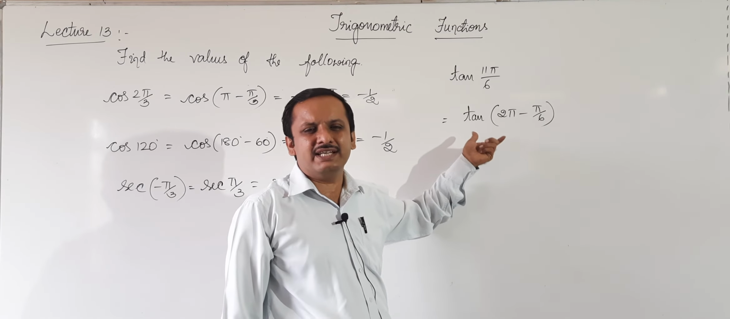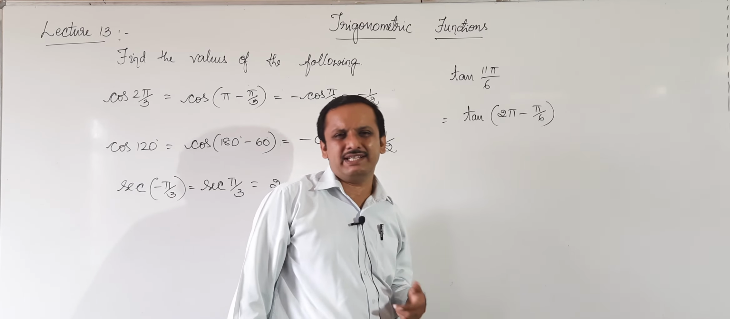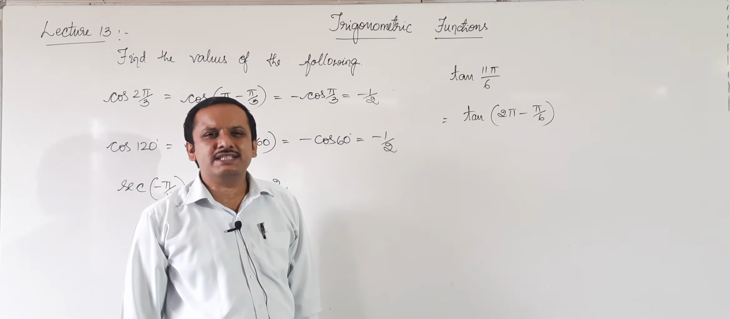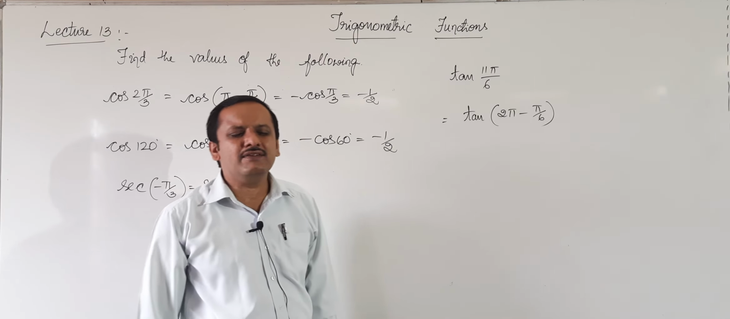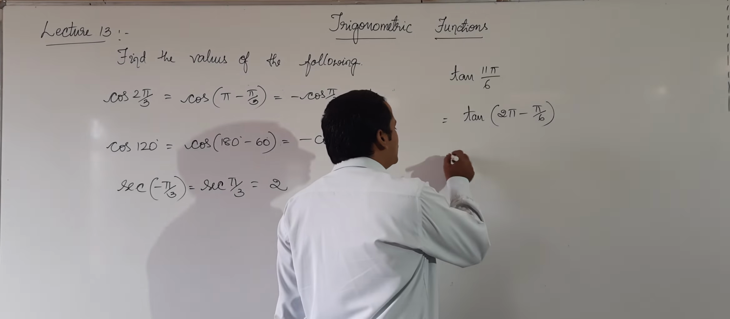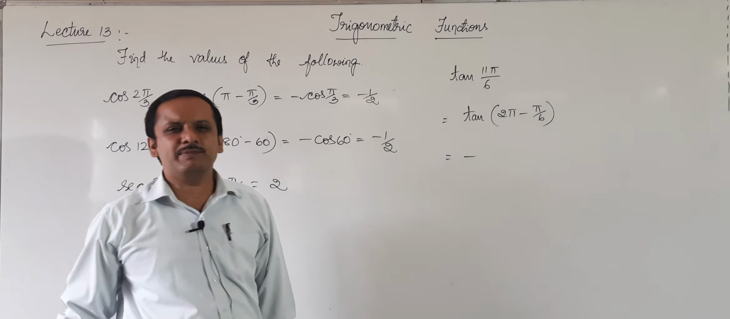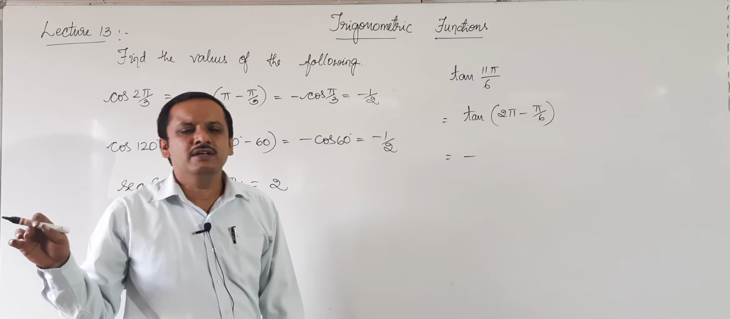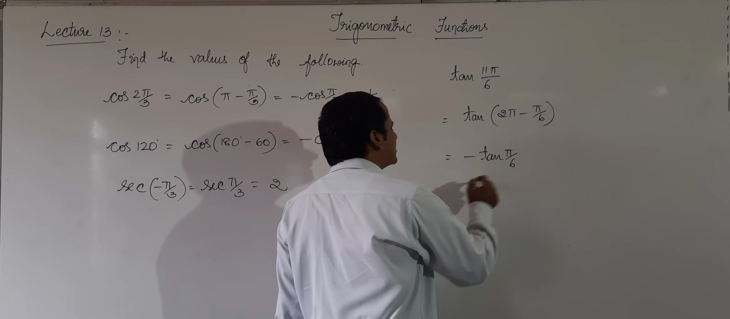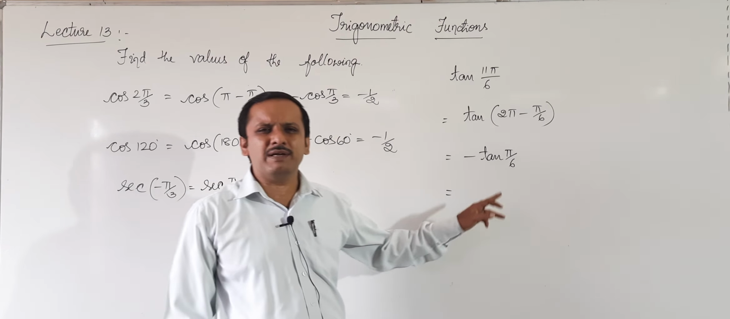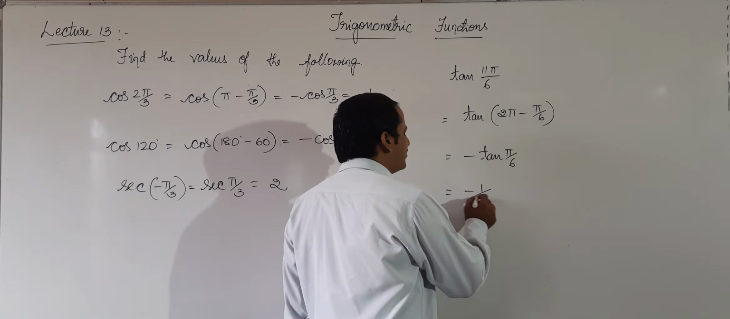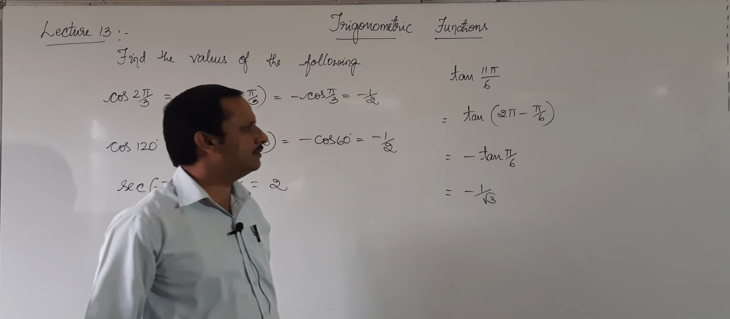2 pi means 360 degree. This is of the form tan 360 minus theta. It is in which quadrant? 360 minus theta is in the fourth quadrant. In the fourth quadrant, tan, is it positive or negative? It is negative. So minus. Now 2 pi means 360 degree, horizontal line we are using. Therefore, write the same function, minus tan pi by 6. Tan pi by 6 is 1 by root 3. Pi by 6 is 30 degree. Tan 30 degree is equal to 1 by root 3. Hence, the answer is minus 1 by root 3.